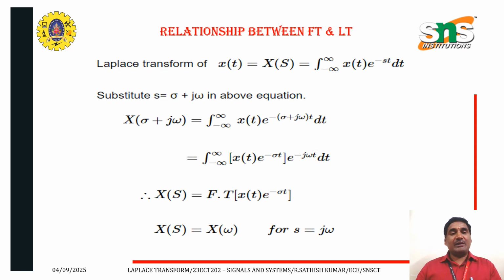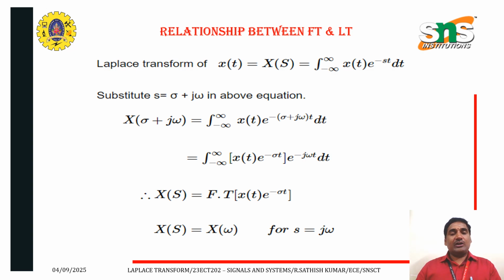Next one, relations between Fourier transform and Laplace transform. Laplace transform can be defined as X of s is equal to integral over minus infinity to plus infinity x of t into e power minus st into dt. In case s is equal to sigma plus j omega, you can replace. Therefore, integral over minus infinity to plus infinity x of t into e power minus sigma plus j omega t into dt. Therefore, integral over minus infinity to plus infinity x of t into e power minus sigma t into e power minus j omega t into dt.